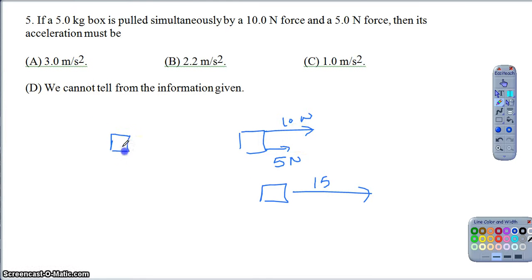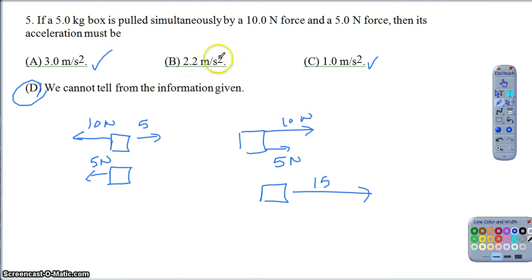However, I could also have that these two forces are working completely against each other, right? So maybe I've got 5 newtons going off to the right and 10 newtons going off to the left. And again, there could be some resultant, where the resultant here would be 5 newtons going off to the left, in which case the acceleration would be 1. Okay, so right there that tells me that both A and C are possible, and since this one does not tell me I have more than one correct answer, that tells me then that D has to be the right option. I don't have enough information to know for sure what the acceleration has to be.